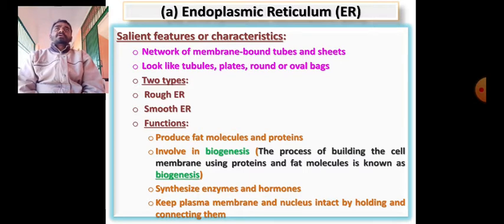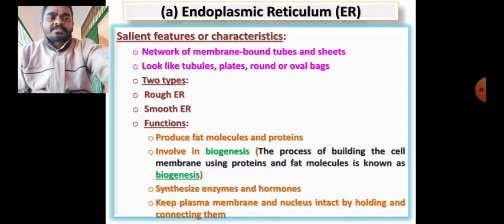Say for example a particular organelle is dead, because all living things have a definite lifespan. They die, and when they die they have to be replaced. That replacement is by means of new synthesis, and that new synthesis is taken care of by the endoplasmic reticulum. Apart from fat molecules and proteins, they are also involved in synthesizing enzymes, hormones, etc. And they are very firmly fixed with the plasma membrane and nucleus. It means they connect the plasma membrane with the nucleus. These are some of the basic characteristics of the endoplasmic reticulum.